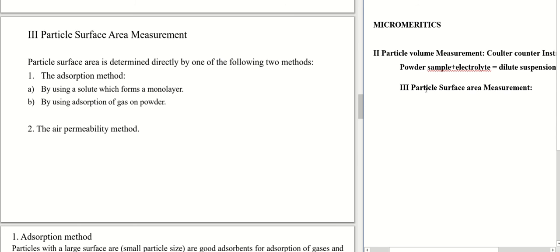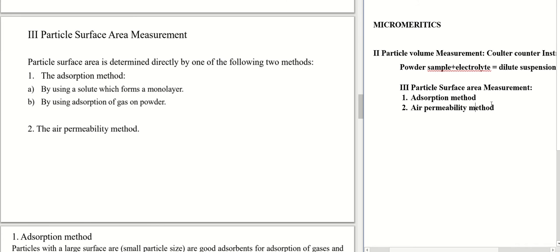Now, in this particle surface measurement, we will be considering two methods. The first one is the adsorption method, and the second one is the air permeability method.